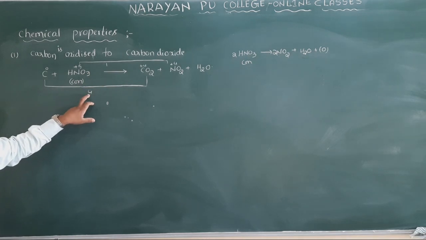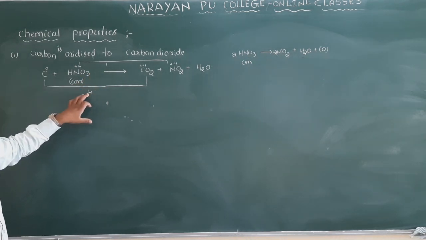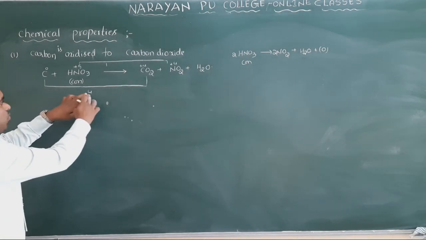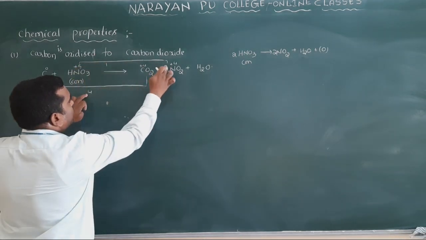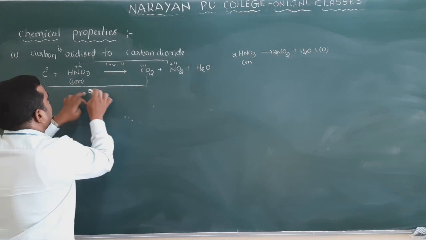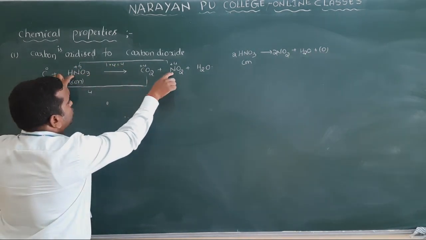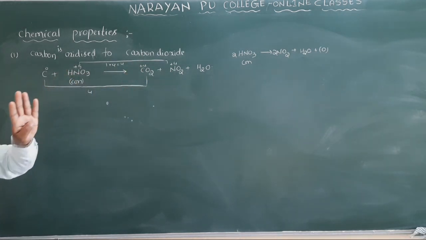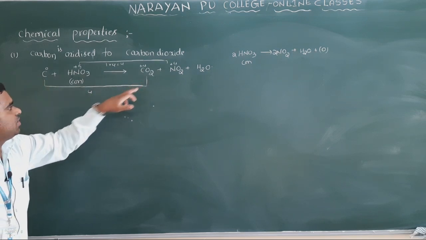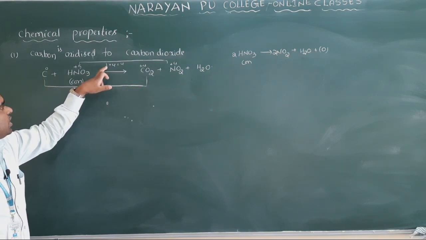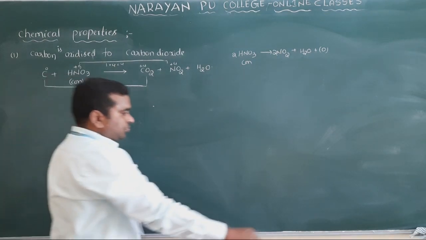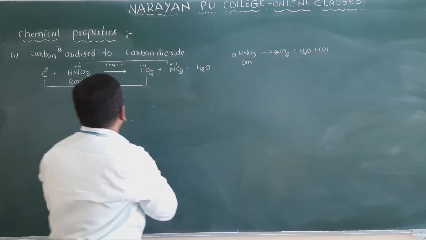Increased here, 4. And the increase in oxidation number and the decrease in oxidation number should be equal. You have to make it equal. Here 4 is there, so I have to multiply this equation with what? 4. Then HNO3 and NO2 should be multiplied with 4. And there is no need to multiply C and CO2 because it is 1. Then you will get the balanced equation directly.